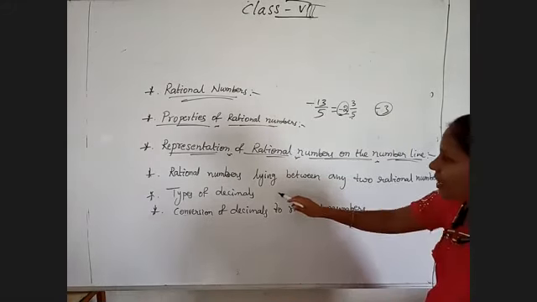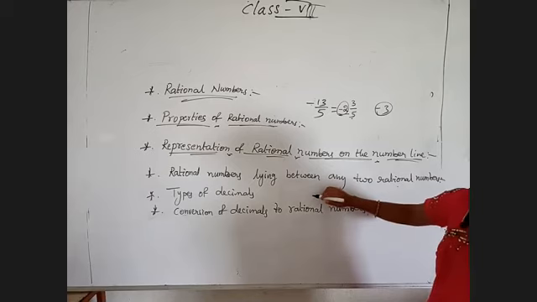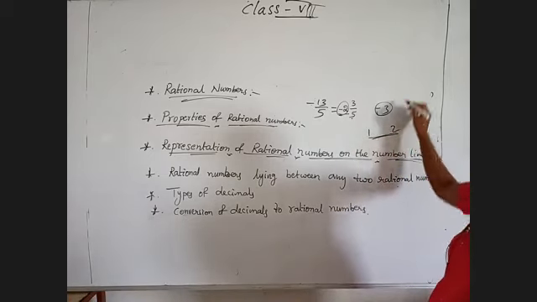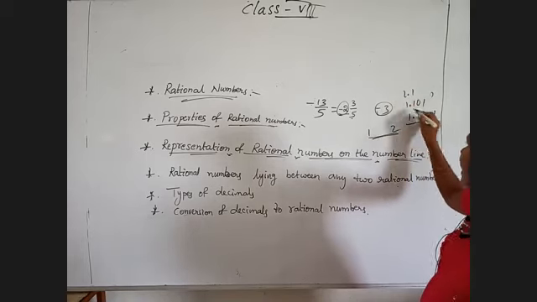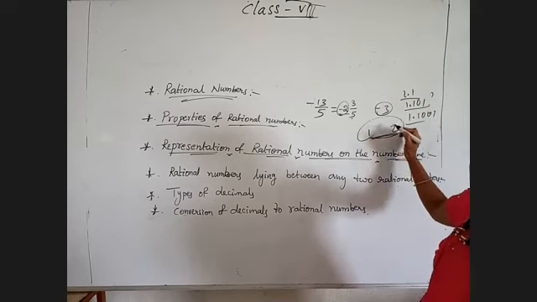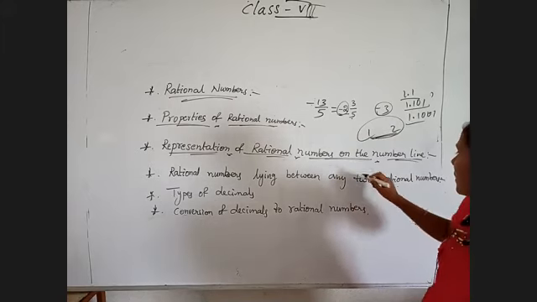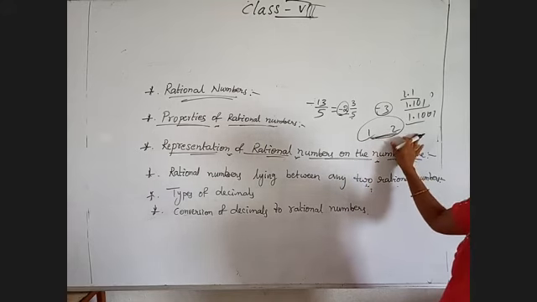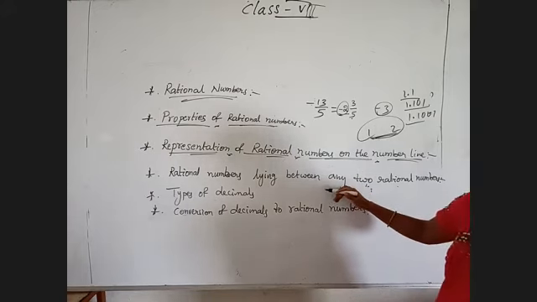And coming to the next topic, rational numbers lying between any two rational numbers. Actually, infinite rational numbers are there between any two rational numbers. Suppose I am taking only 1 and 2. We have several numbers, that is 1.1, 1.101, 1.10001, like that. Infinite rational numbers are there between two rational numbers. If they are asking to write any 5 or any 4, depending on the question, we need to simplify. Already we have done several problems on this.